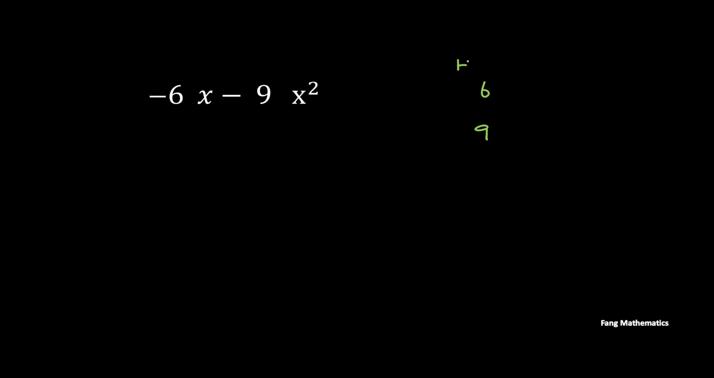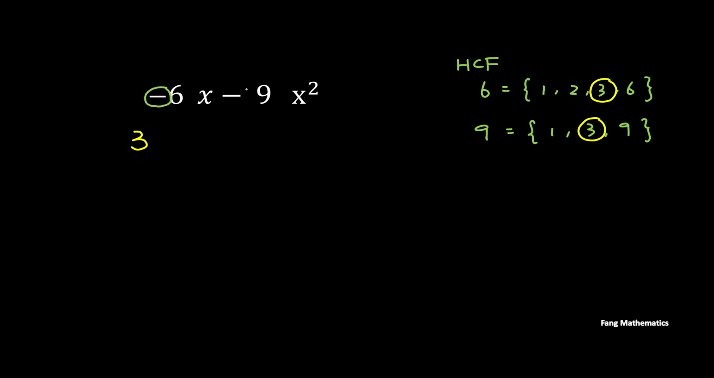We are to take the highest common factor of the two numbers. So 6 is the same: 1, 2, 3, and 6, while 9 is 1, 3, 9. I believe 3 is the highest common factor. So we can factorize a 3 out. And let's look at the minus sign attached to each term. We can factorize a minus sign out.